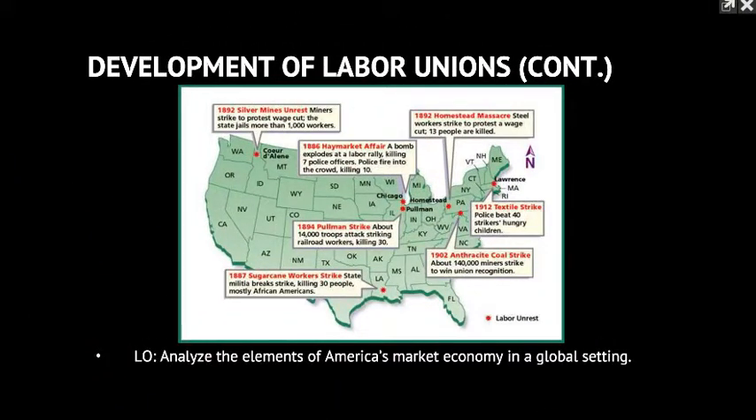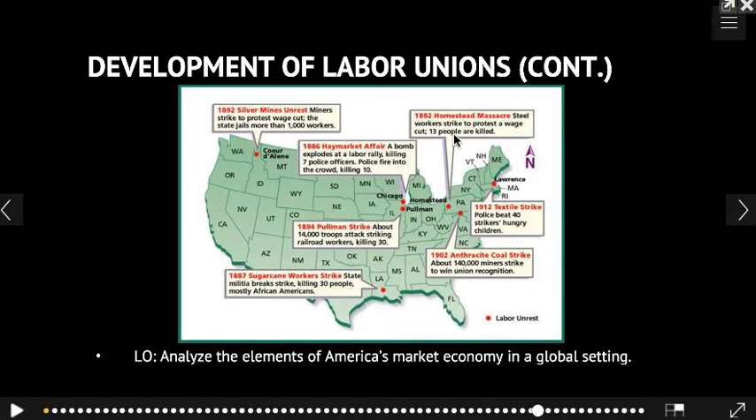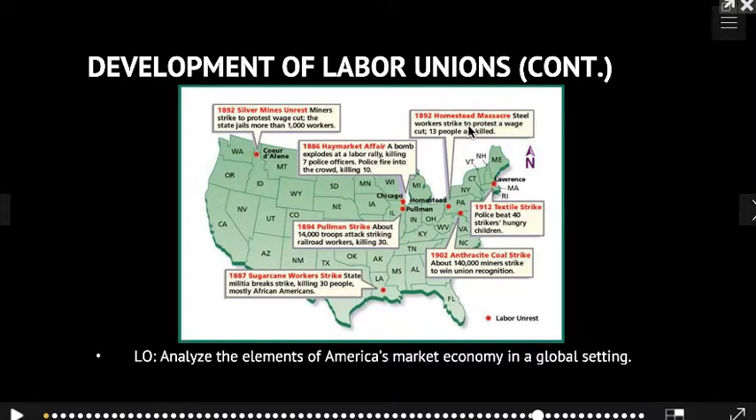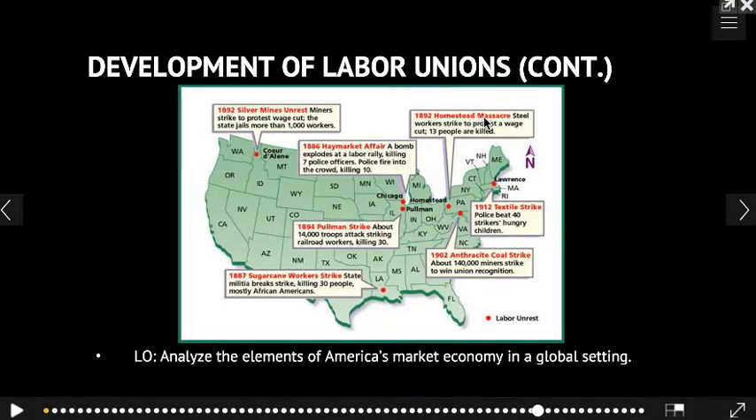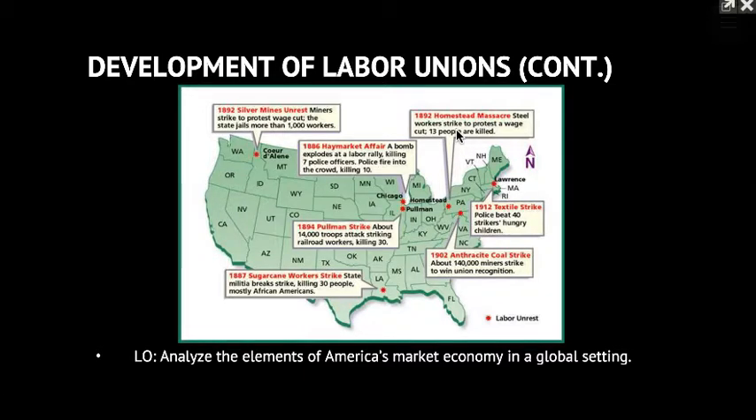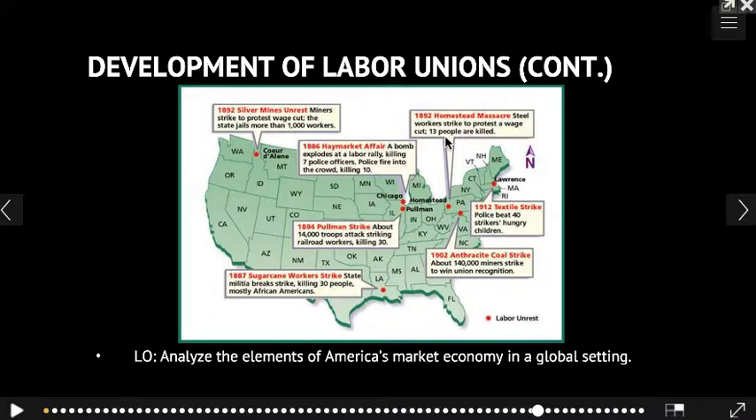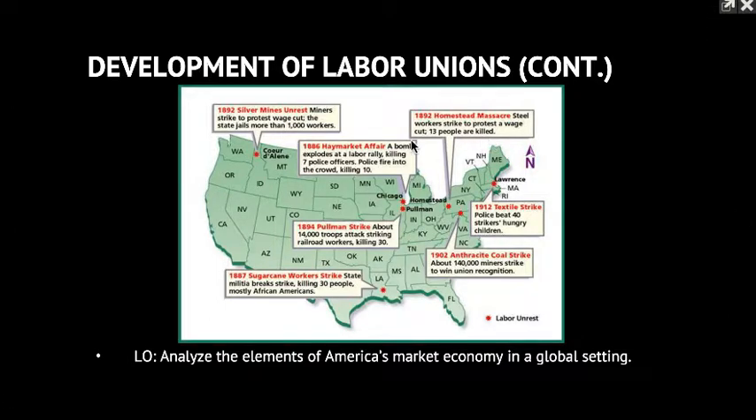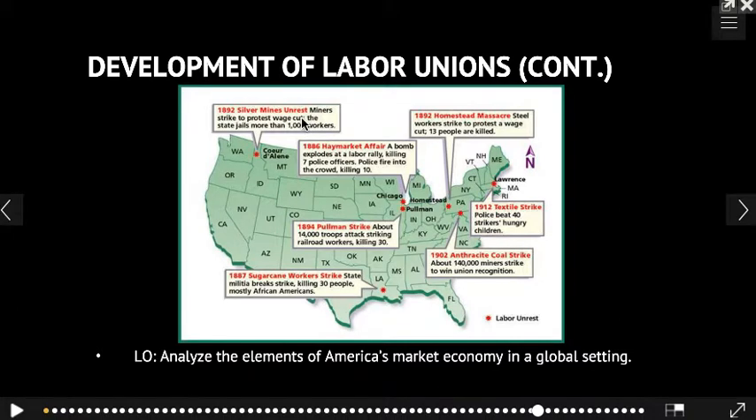Here we can see some different strikes in the past that became violent. For example, we have in 1892 the Homestead Massacre, also sometimes referred to as the Homestead Strike, where steelworkers went on strike to protest a wage cut, and 13 people were killed in the violence. Also, the same year in 1892, a silver mine unrest. Miners strike to protest a wage cut, and the state jails more than 1,000 workers in Coeur d'Alene, Idaho.